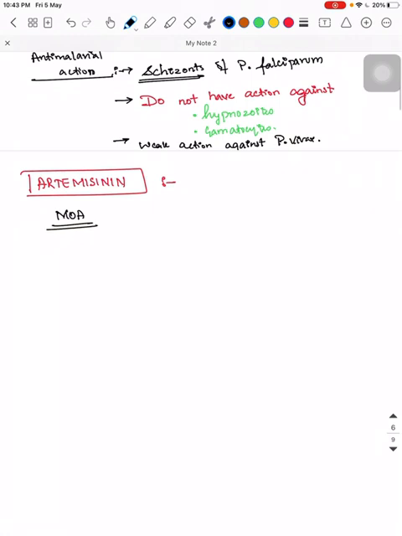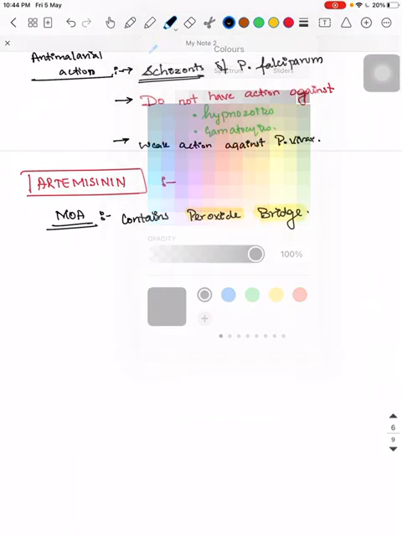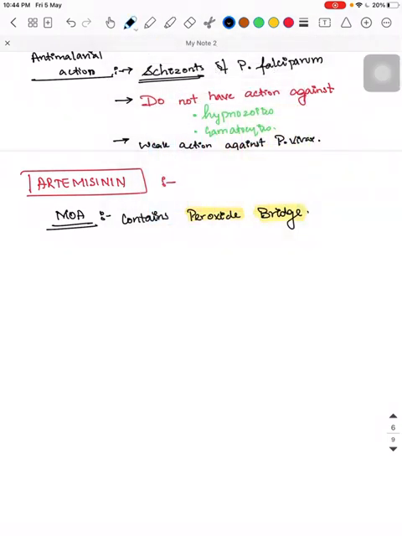Next we will see artemisinin. Artemisinin mechanism of action. So the artemisinin compound contains a peroxide bridge. Okay, the heme iron cleaves this peroxide bridge and forms reactive free radicals, which damage the parasite membrane by covalently binding to the membrane proteins.